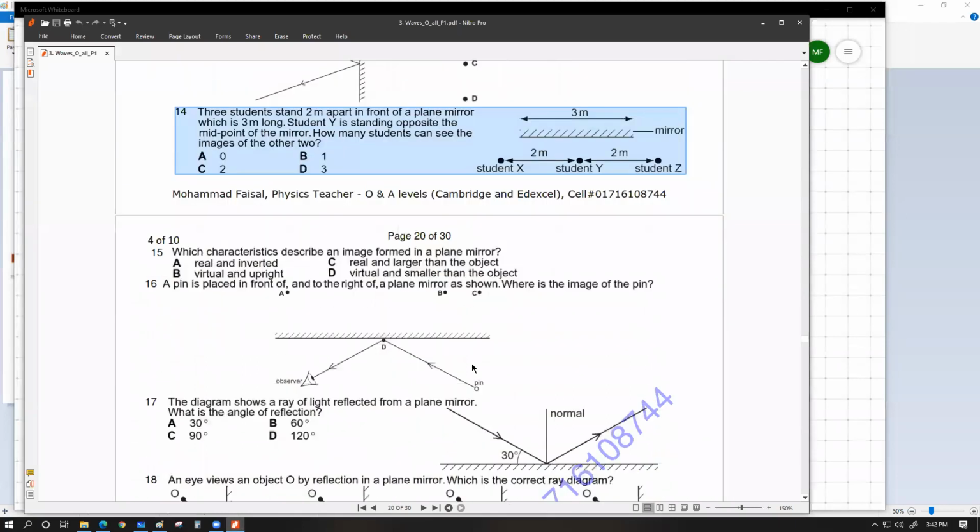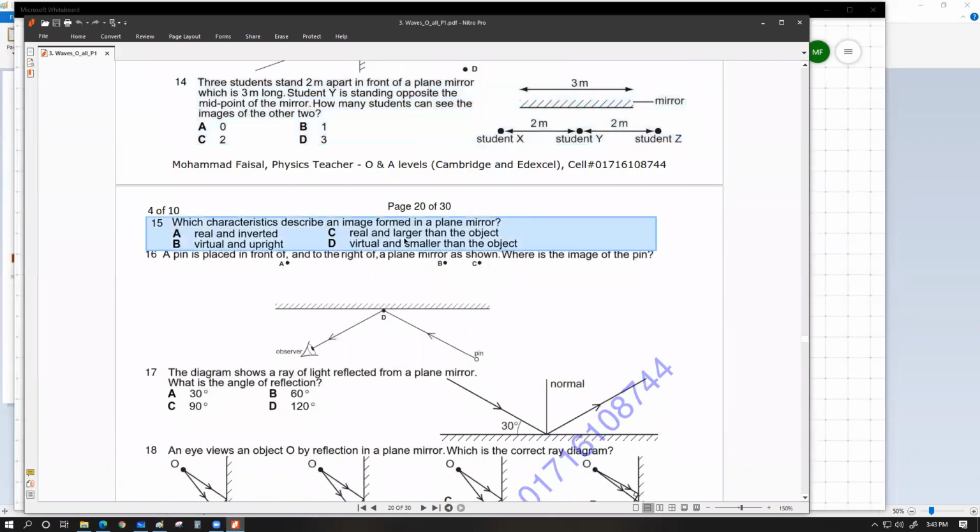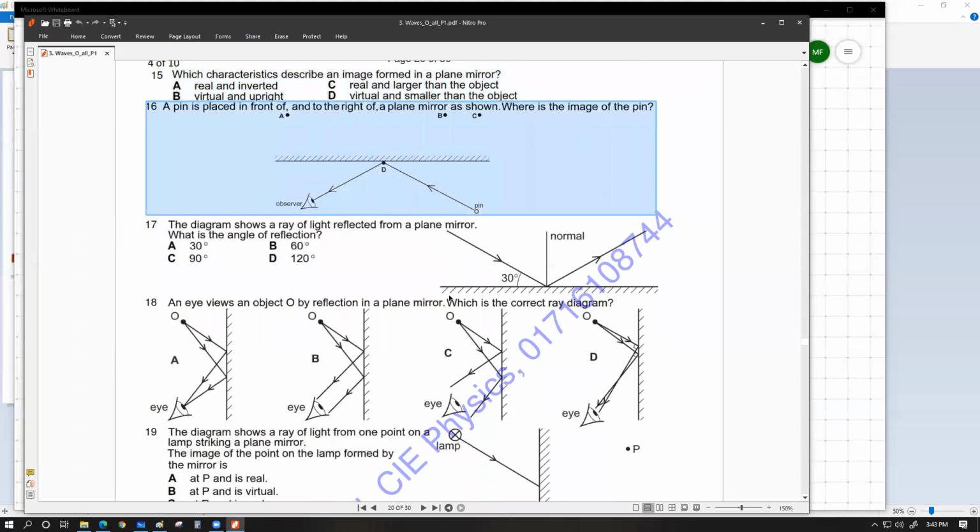If you go for the next one, it is simple.